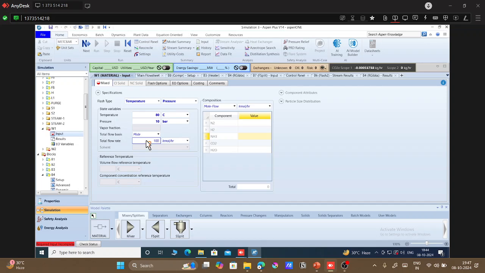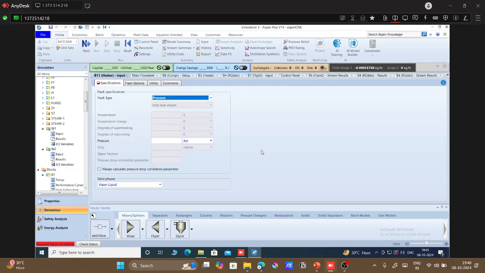Let's say we start with a 1000 kilomole per hour flow rate for water 1, and since we have only water present here, the mole fraction will be 1. Go next for water 2, again 80 degrees centigrade, 10 bar and 1000 kilomole per hour flow rate, and we will add mole fraction as 1. Okay, all the required inputs are complete.